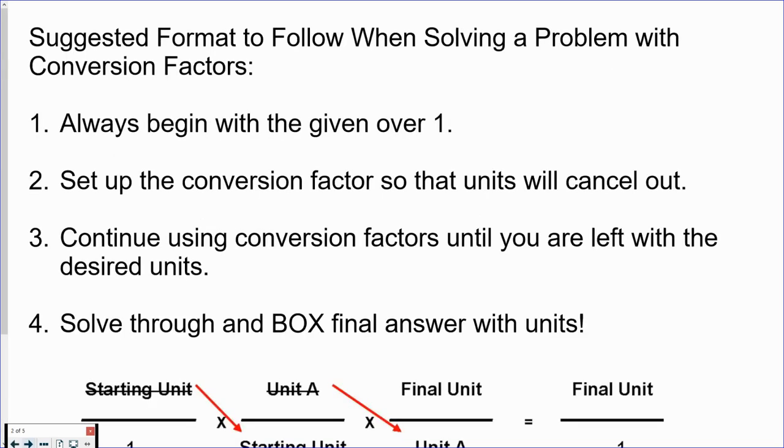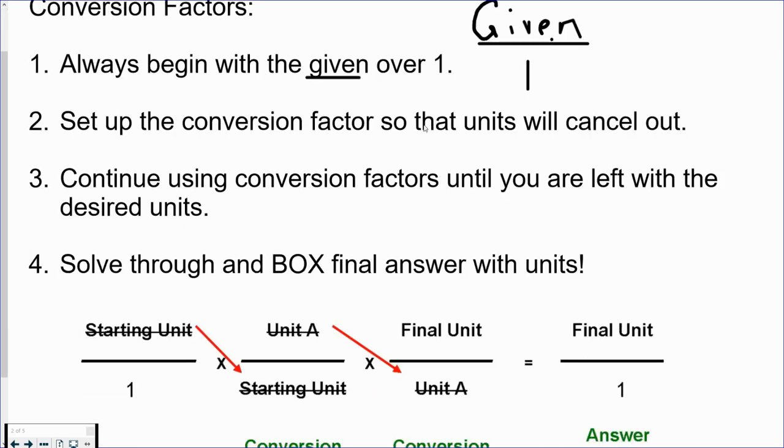So how do we set these problems up? Well, we're always going to have a given, and we're always going to put it over 1. So whatever you have as your given, put over 1. That's how you're going to start every single problem. The next one is our next factor. So we're going to set up another factor, and the unit from our given needs to come down. So we go diagonal in order to cancel out units. And you continue to do that until you have the unit that you wanted to be in.